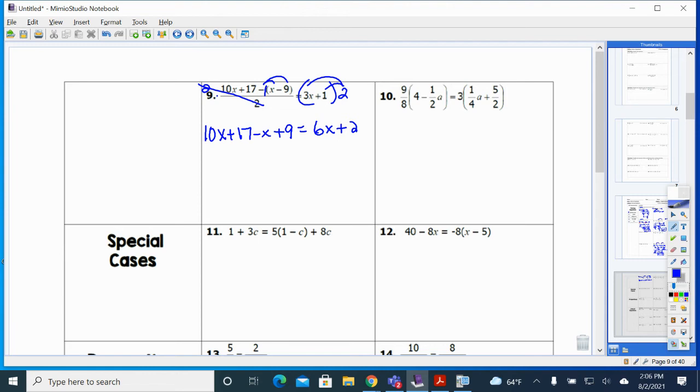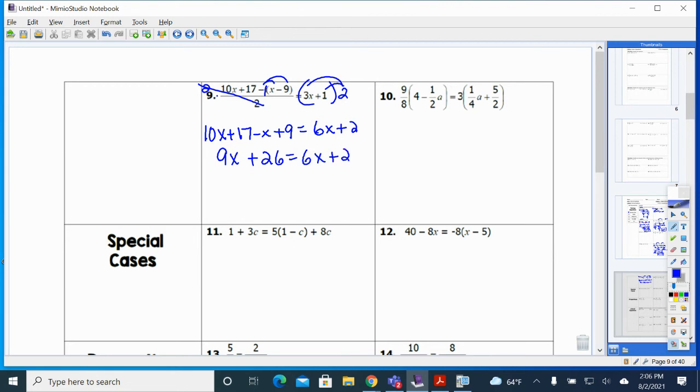Now I'm going to combine like terms on the left. 10x minus x are alike. So 10x minus x is a 9x. Positive 17 plus 9 are also like terms. So 17 plus 9 is a positive 26.